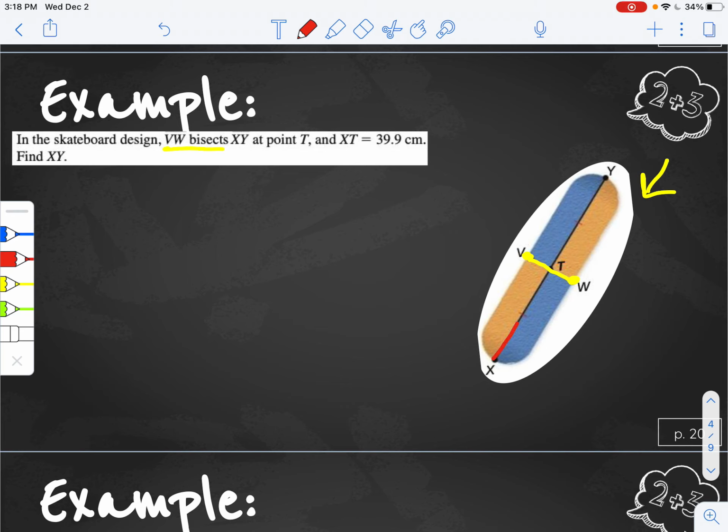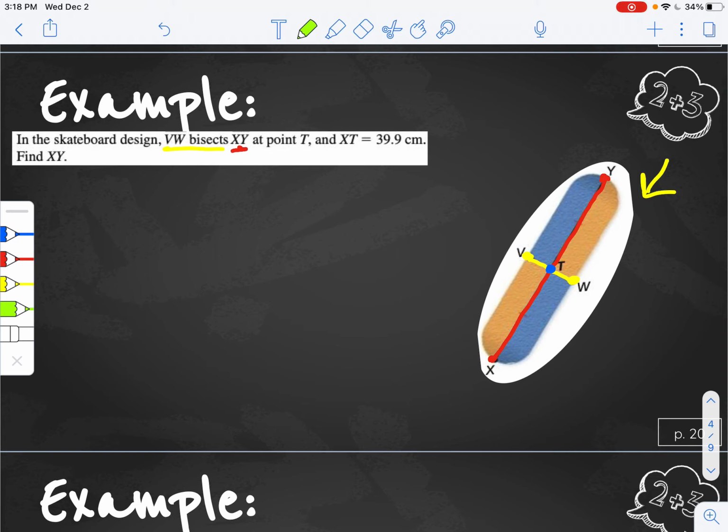In the skateboard design, VW, so VW right here, bisects XY, bisects this whole thing of XY at the point of T. So the point where it bisects, the point where it crosses XY is point T. We can see that pretty plainly through our example.